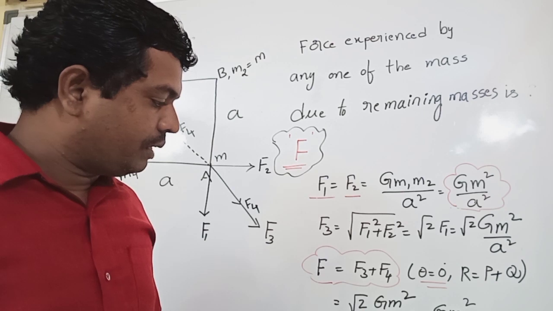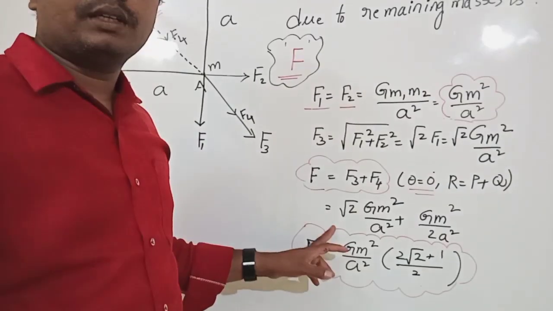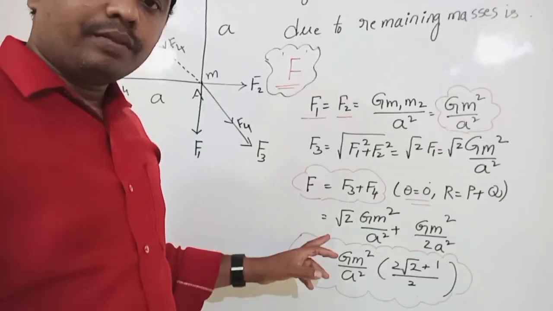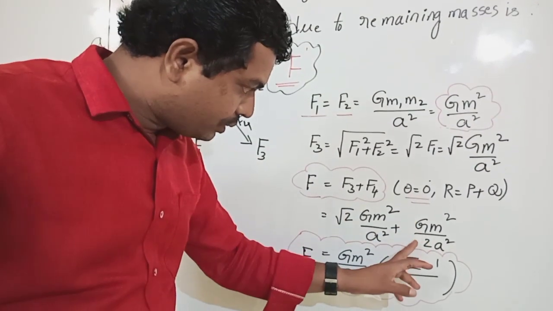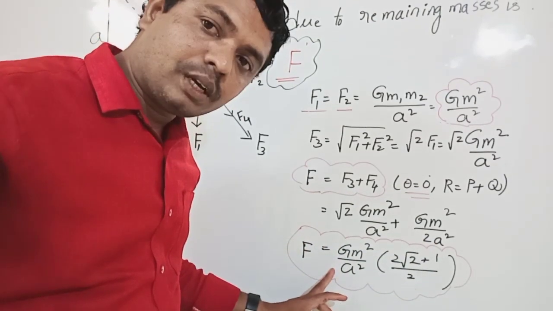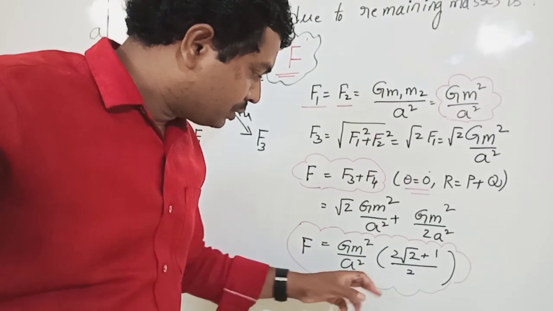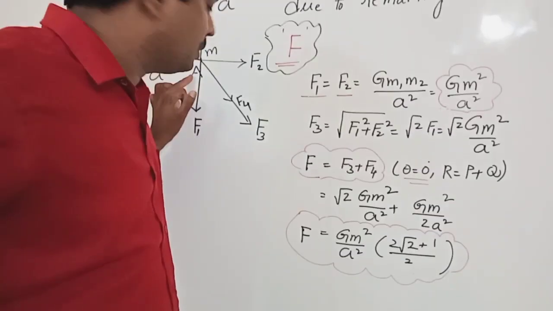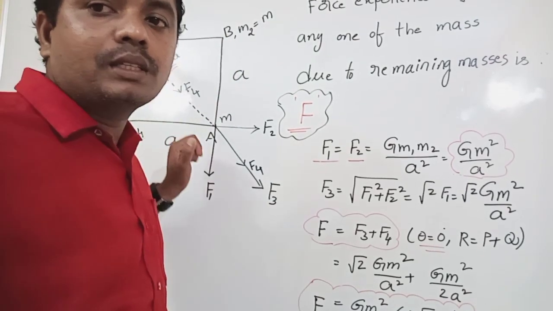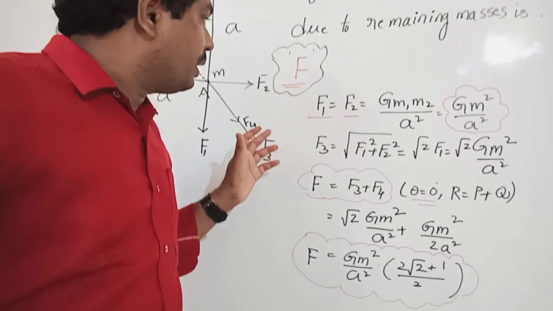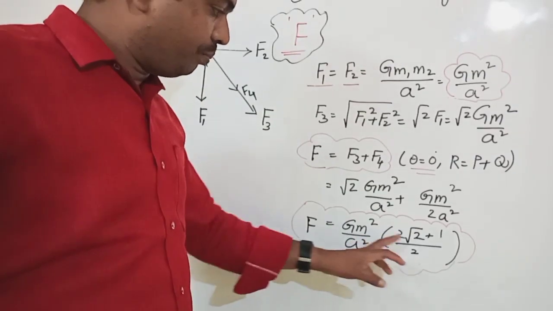I substitute the F3 value. What is the value of F3? It is root 2 G m squared by A squared, plus G m squared by 2A squared. G m squared by A squared is common, then you get (2 root 2 plus 1) divided by 2 is equal to F. So this is the resultant force experienced by the mass kept at A due to the remaining masses, that is the B, C, D masses placed at the corners of the square of side A. This is the force: F is equal to G m squared by A squared times (2 root 2 plus 1) divided by 2.